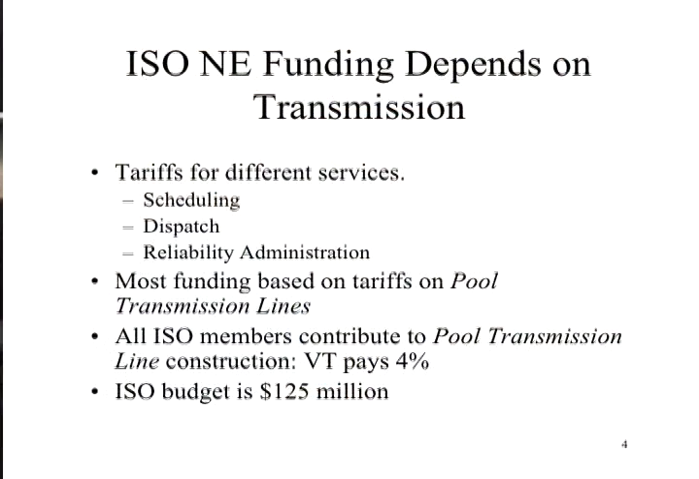Now, where does ISO get its money? That's always an interesting question. You know, follow the money. ISO has tariffs for different services. And I read all of this and I said, you know, you can't figure this out. So I called up David Lamont and he said, well, they have various tariffs, but most of the funding is based on the fees paid to it by the pooled transmission lines. That means the big transmission lines that really carry interstate electricity.